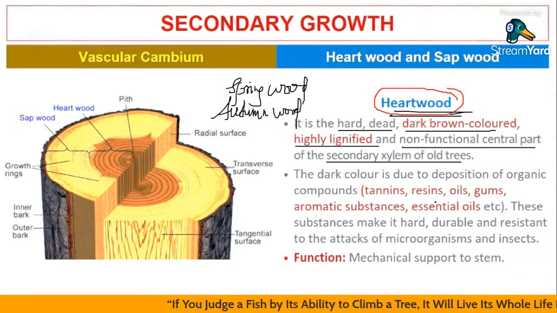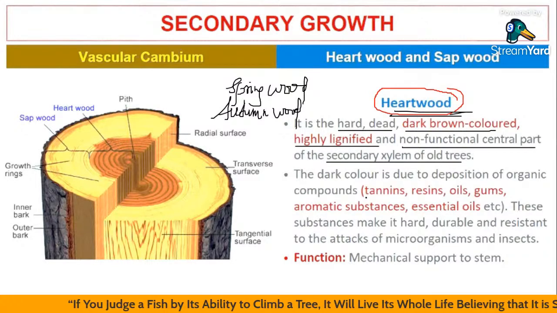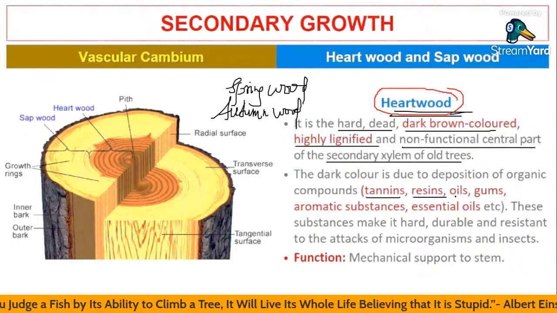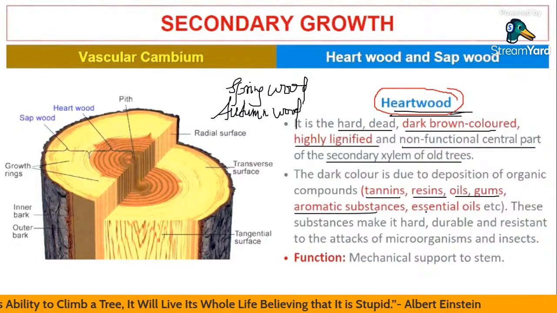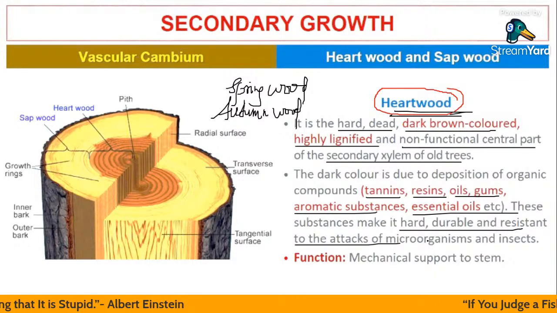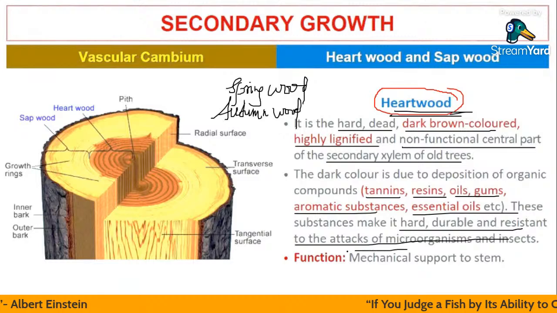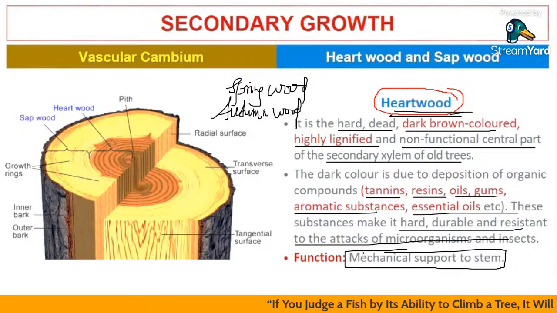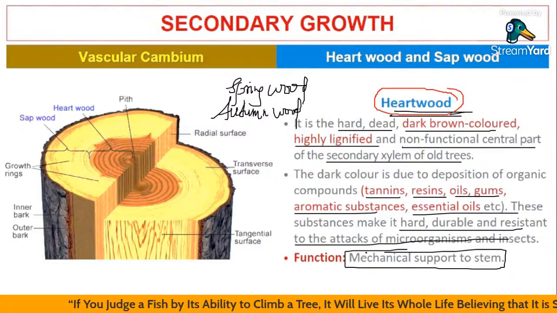The dark color is due to the deposition of organic compounds like tannin, resin, oil, gums, aromatic substances, essential oil, etc. These substances make it hard and durable, resistant to the attack of microorganisms and insects, and its main function is mechanical support to the stem. Okay.